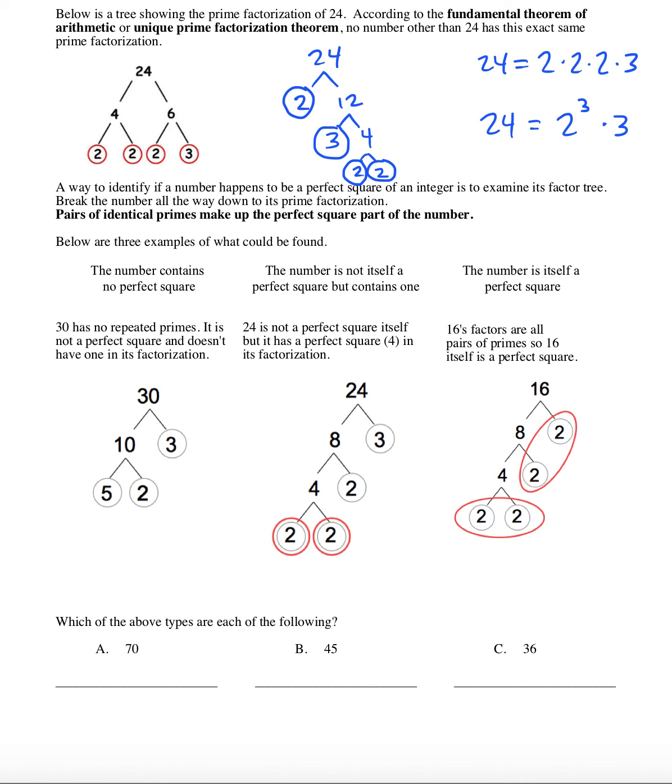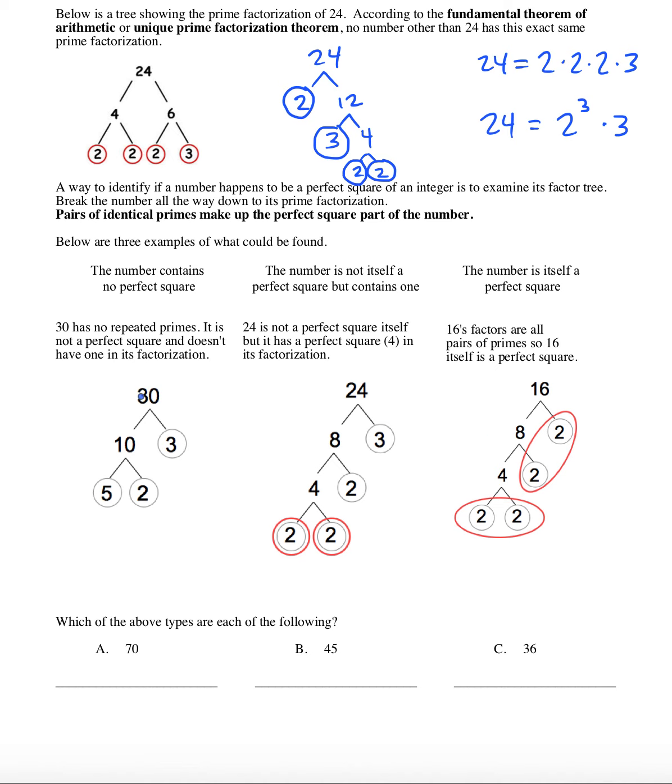Now sometimes we're interested in knowing whether a number we're breaking down is a perfect square or not. Sometimes we want to know if the number has a perfect square in its factorization too. These next examples will show a case where there is no perfect square inside a number, a case where there is a perfect square inside a number, and then a case where the number itself is a perfect square. So how do you tell from the prime factorization which is which?